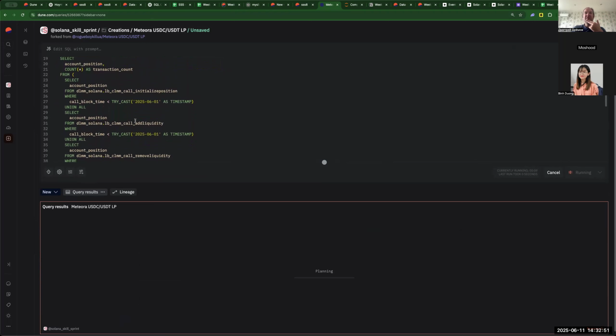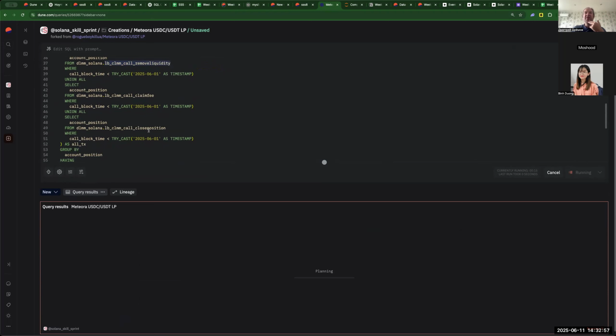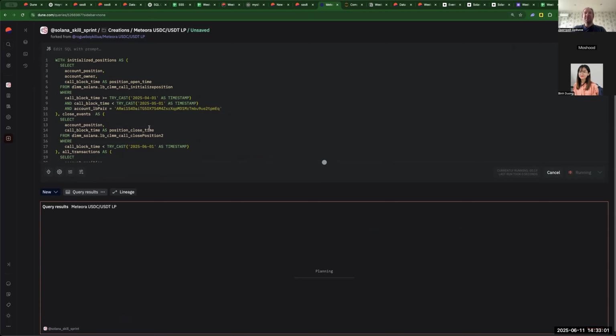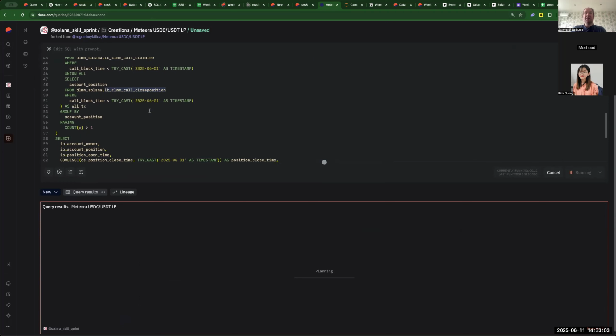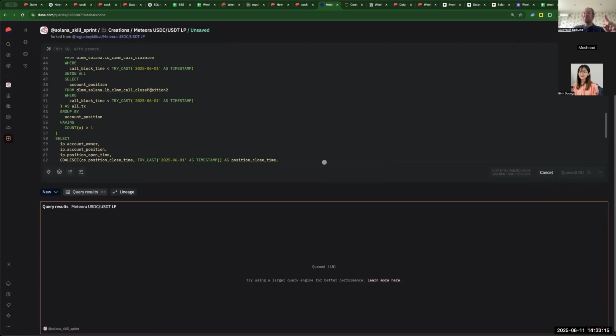And then here we have initialize position, add liquidity and remove liquidity, claim fee, close position. Okay, so again, I think the difference is that only here, to make it more consistent, I will run in both these places. I will use the close position 2, which I think is the main event for closing a position right now.